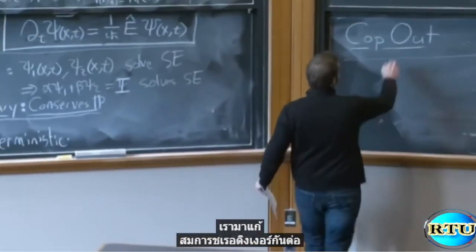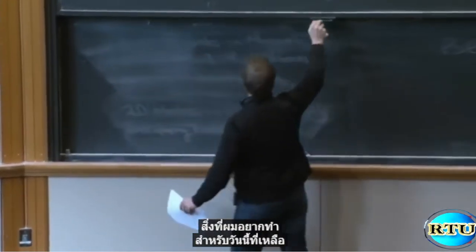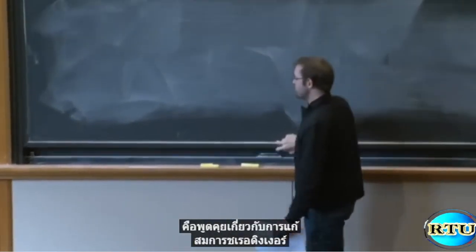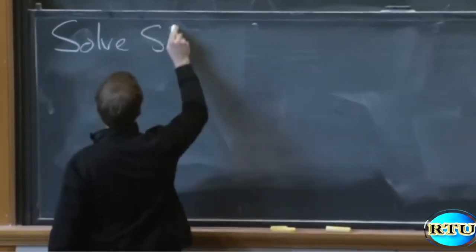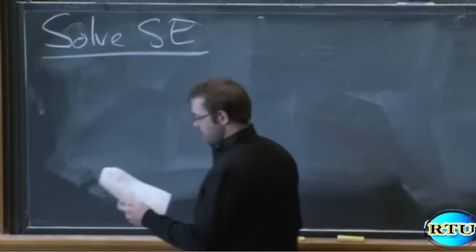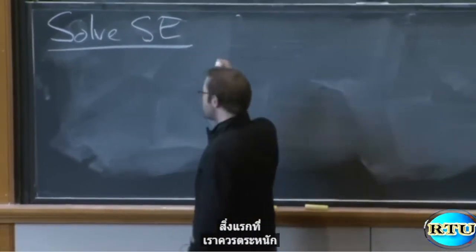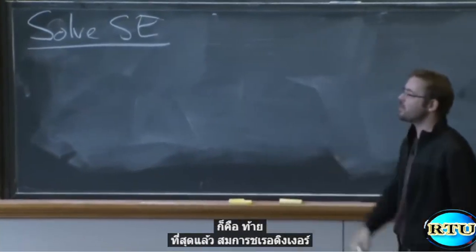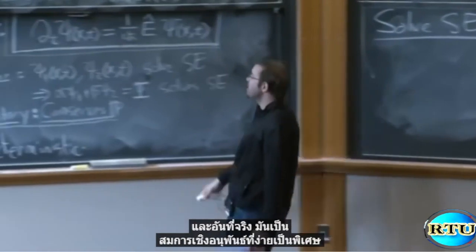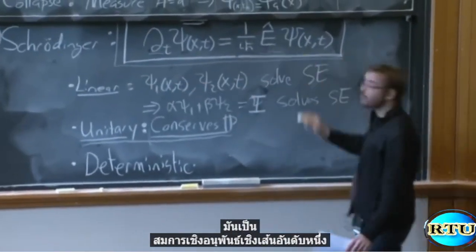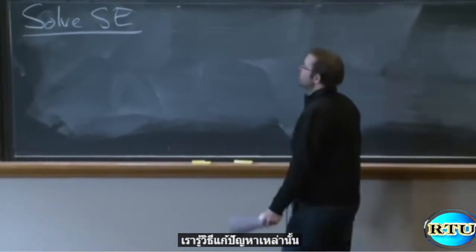OK, so let's go on to solving the Schrodinger equation. So what I want to do for the rest of today is talk about solving the Schrodinger equation. OK. So when we set about solving the Schrodinger equation, the first thing we should realize is that at the end of the day, the Schrodinger equation is just some differential equation. And in fact, it's a particularly easy differential equation. It's a first-order linear differential equation. Right? We know how to solve those.